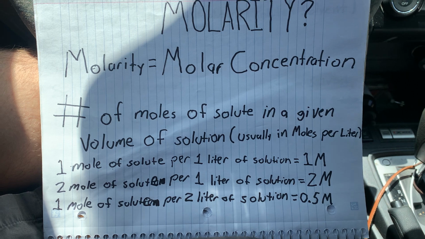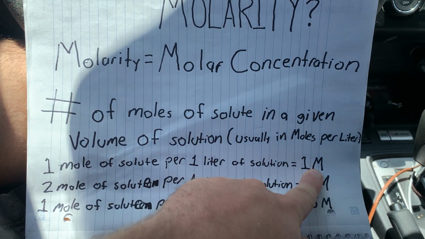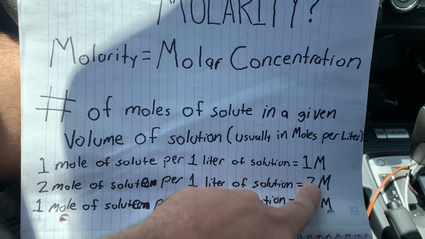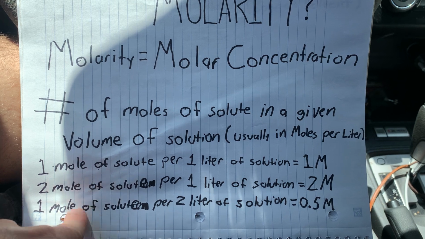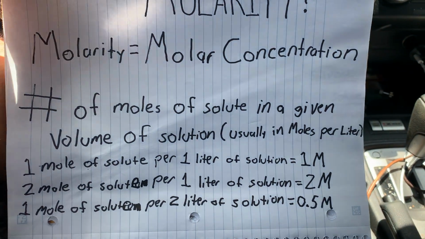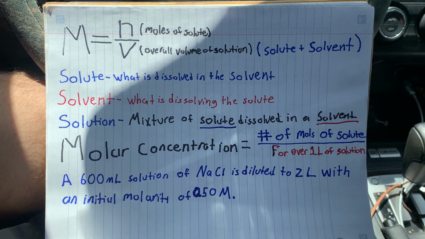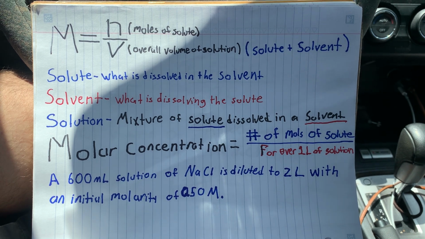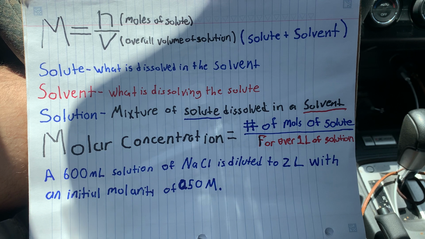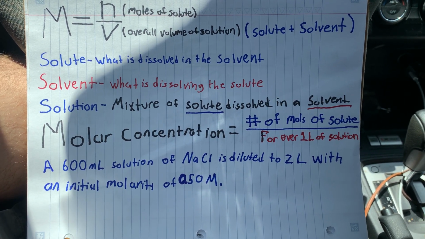For example, an easy, simple equation would be 1 mole per 1 liter of solution is 1 molar, 2 moles per 1 liter of solution is 2 molar, and 1 mole of solution per 2 liters, 1 over 2, is going to be 0.5. And it's generally represented with M equals n, which is the amount of moles in the solute, over the overall volume of solution.